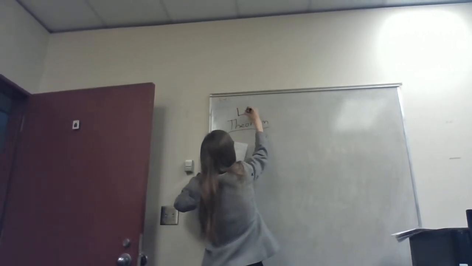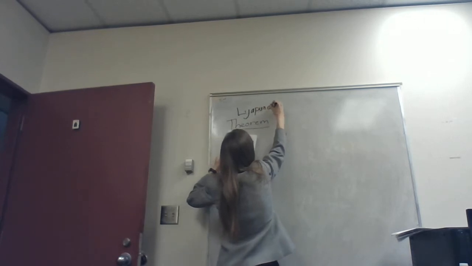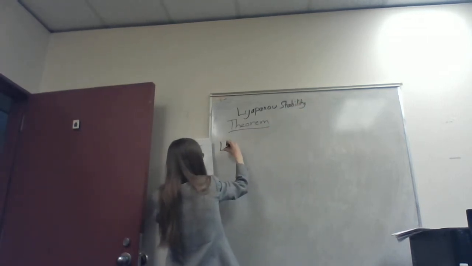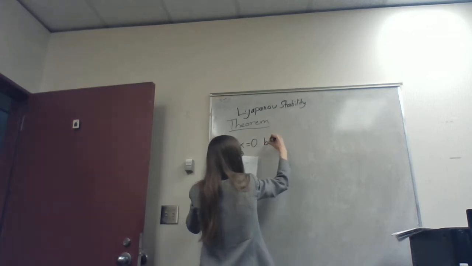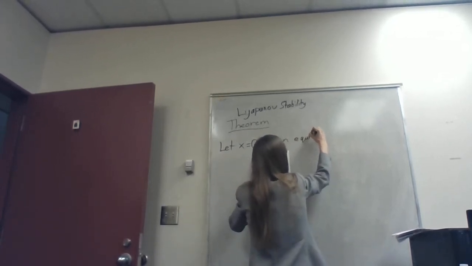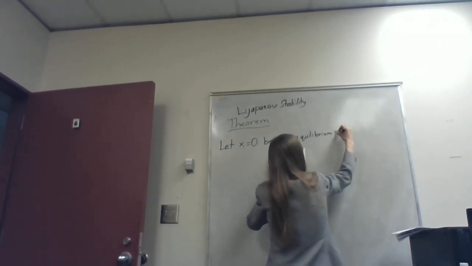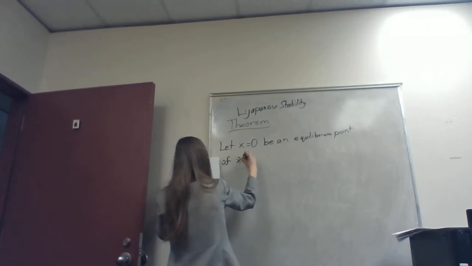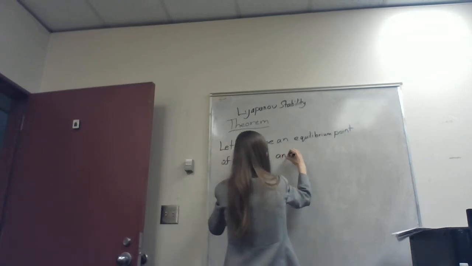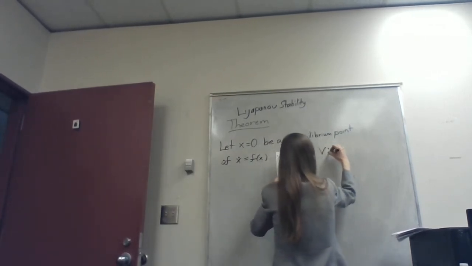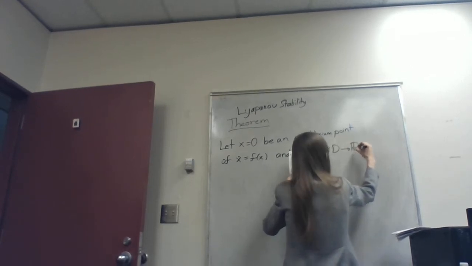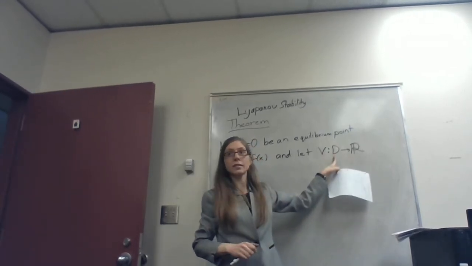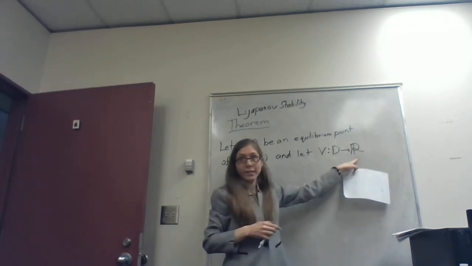So this is the Lyapunov Stability Theorem. We have here, let x equals 0 be an equilibrium point of x dot equals f of x, and let V map from some domain D to R. So V is a scalar valued function because it maps from some vector x contained in the domain D to a scalar in the real numbers.